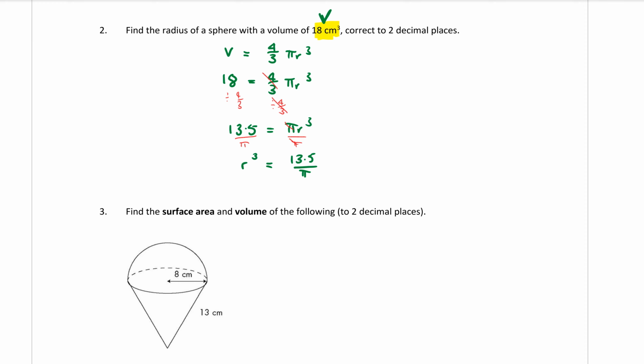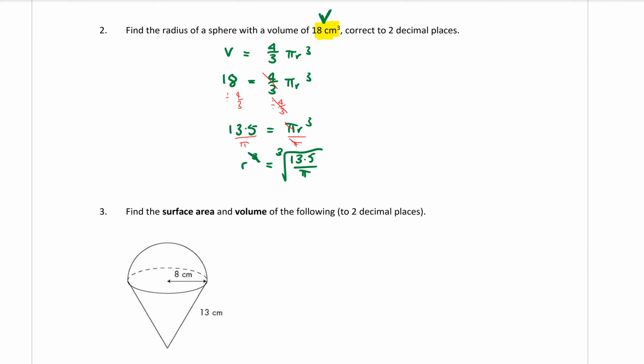To get rid of a cubed, it's very similar to getting rid of a squared. If I want to get rid of a squared, I take a square root. So to get rid of a cubed, I take a cube root. A cube root looks like this big cube root sign, and I'm going to cross it off on the other side. I'm getting rid of that cubed.